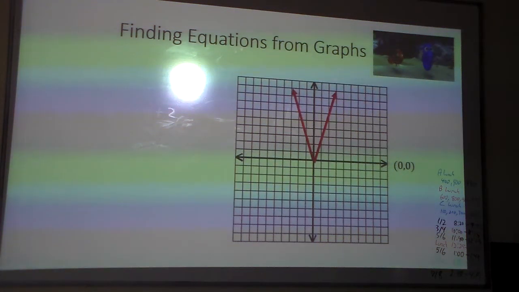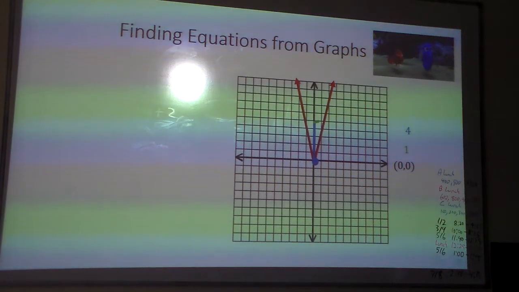So let's do another one. This time it goes up 3 over 1, so the slope is 3x. Here's another one. I think this time it goes up 4 or 5. It's kind of hard to tell. I guess 4 over 1.